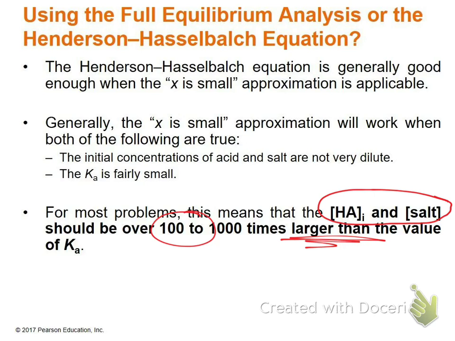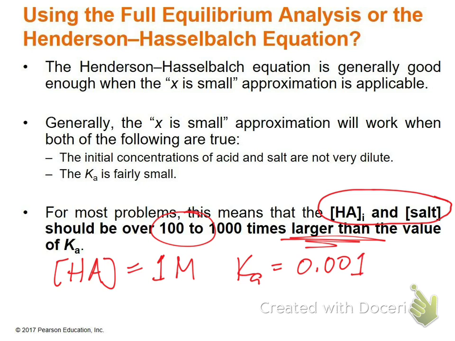So for instance, you can have a concentration of the acid equivalent to, let's say, 1 molar. Same thing with the salt. So the Ka value has to be at least 100 times less than 1 molar. So we can say 0.001. If Ka was equivalent to 0.001, then we can use the Henderson-Hasselbalch approach. So that's what this is saying. So let's look at an example.